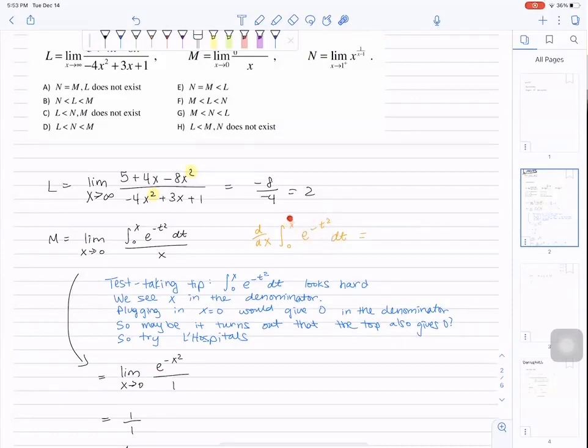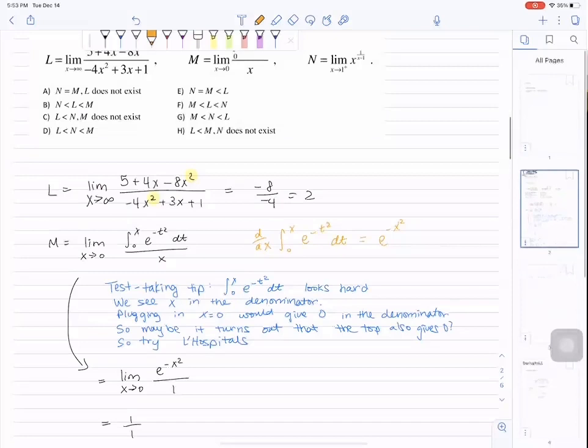You just plug in this other bound. So this upper bound is x. So you just replace the t's with an x. So the derivative of the integral is e to the negative x squared. So you get e to the negative x squared.